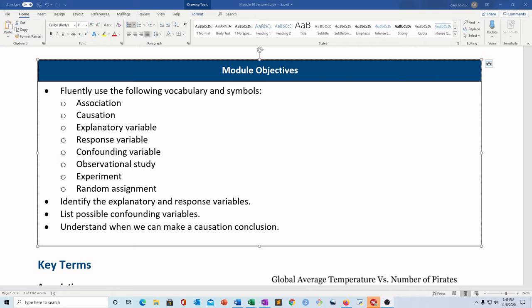In this video we're going to be looking at two main ideas. The first one being association and causation, so that's these first two keywords. And the second big idea, the idea of a random assignment.